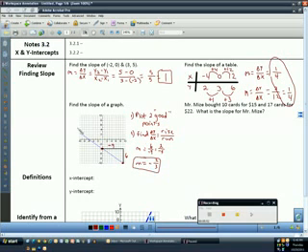Another way that you can tell your slope is negative is because this line is going down from left to right. This line moves downward from left to right.